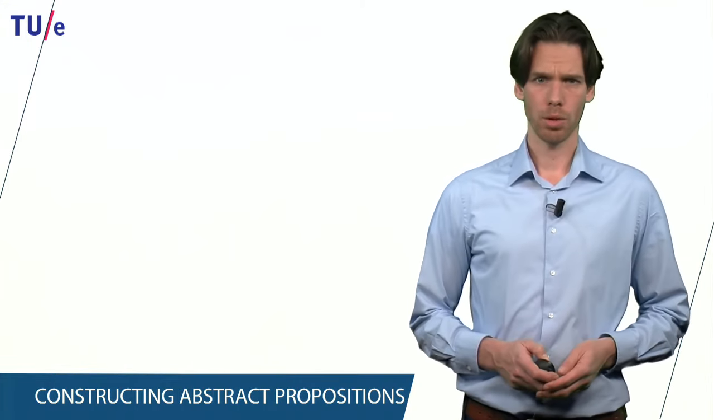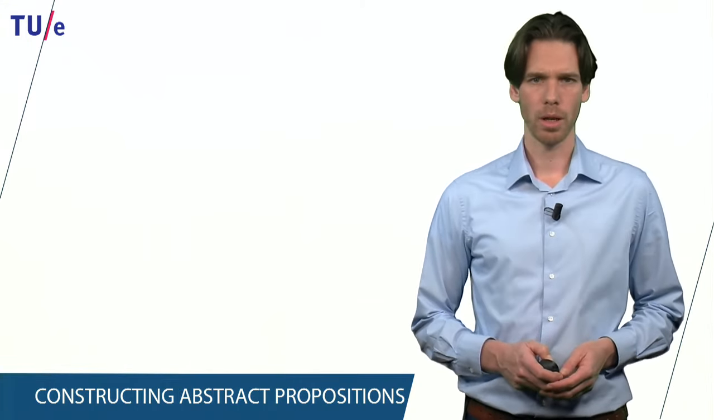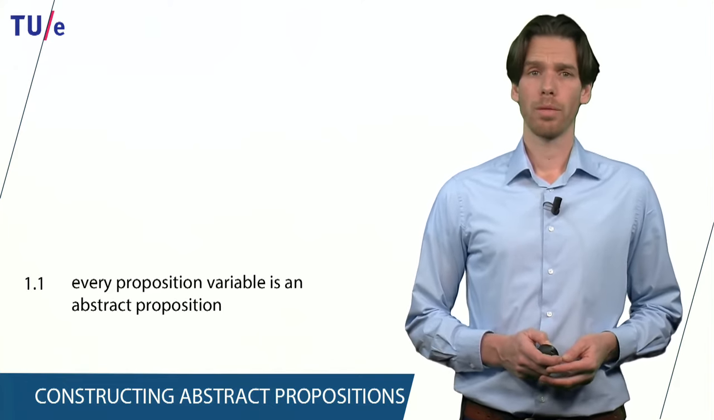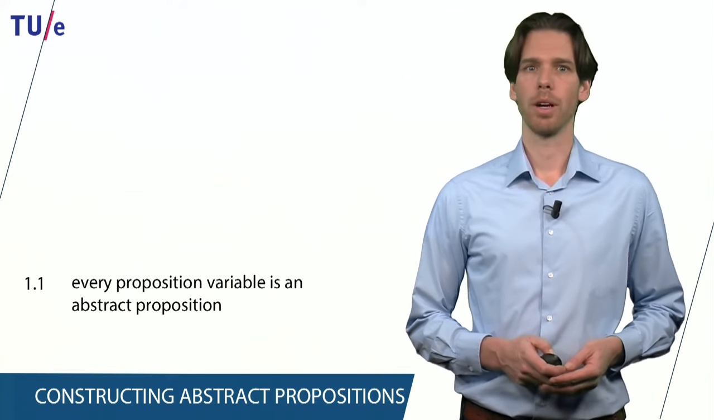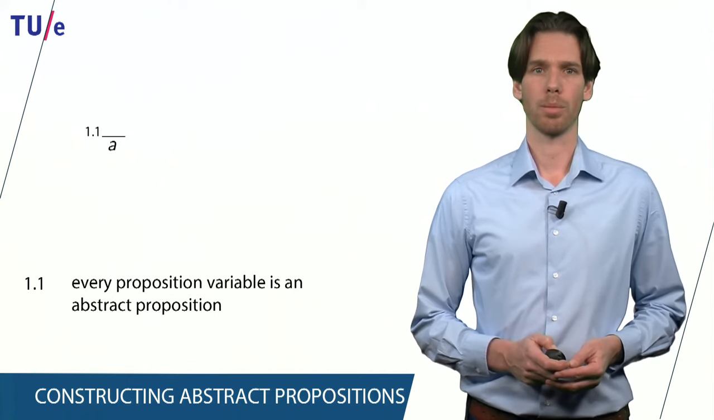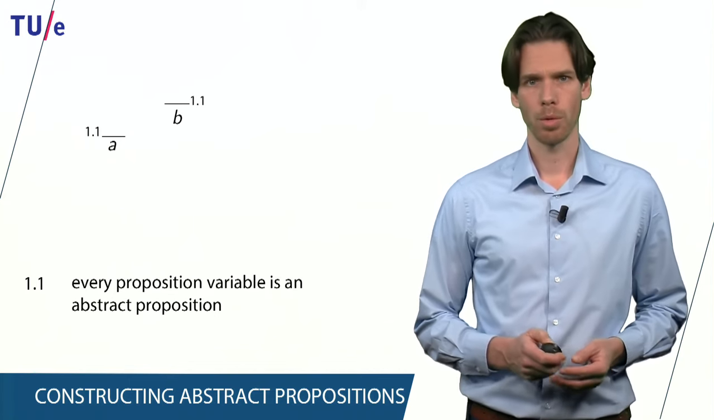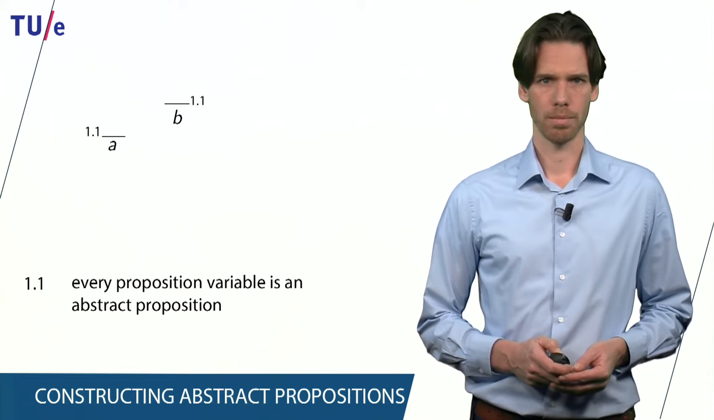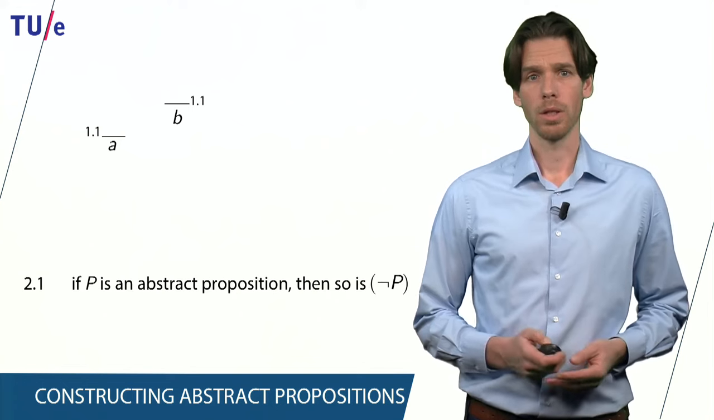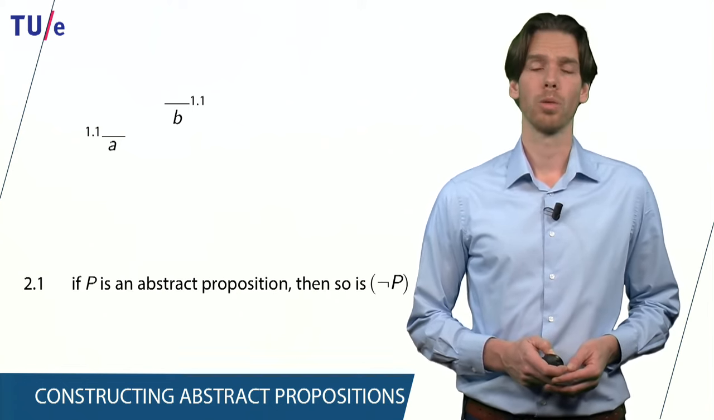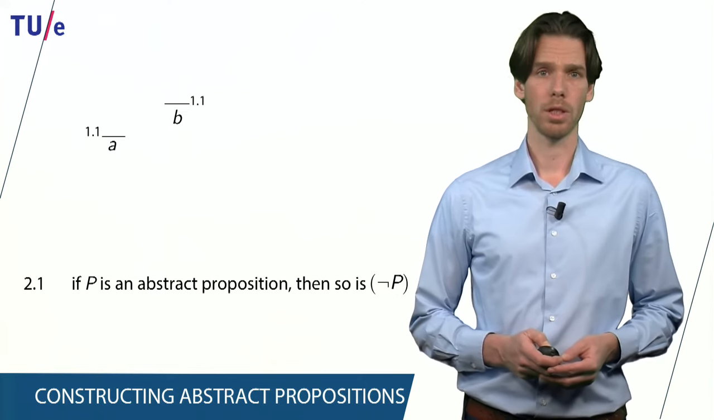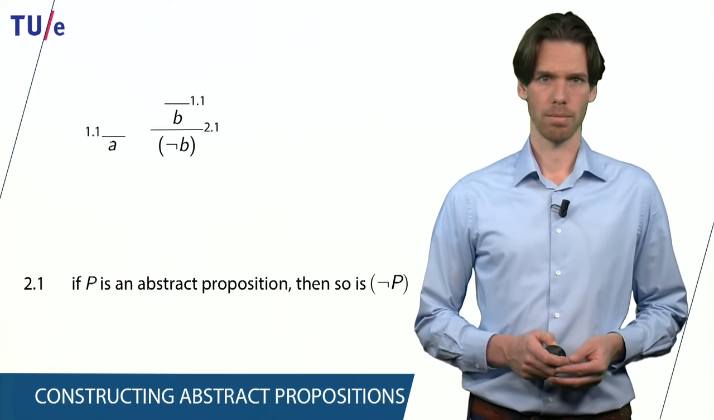Let's illustrate the use of the definition of the syntax of propositional logic with a few examples. By clause 1.1 of the definition, which states that every proposition variable is an abstract proposition, we may conclude that the proposition variable A is an abstract proposition, and also that the proposition variable B is an abstract proposition. Continuing with the abstract proposition B, by clause 2.1 we may conclude that if we put a negation symbol in front and enclose the result in parentheses, we get a new abstract proposition.